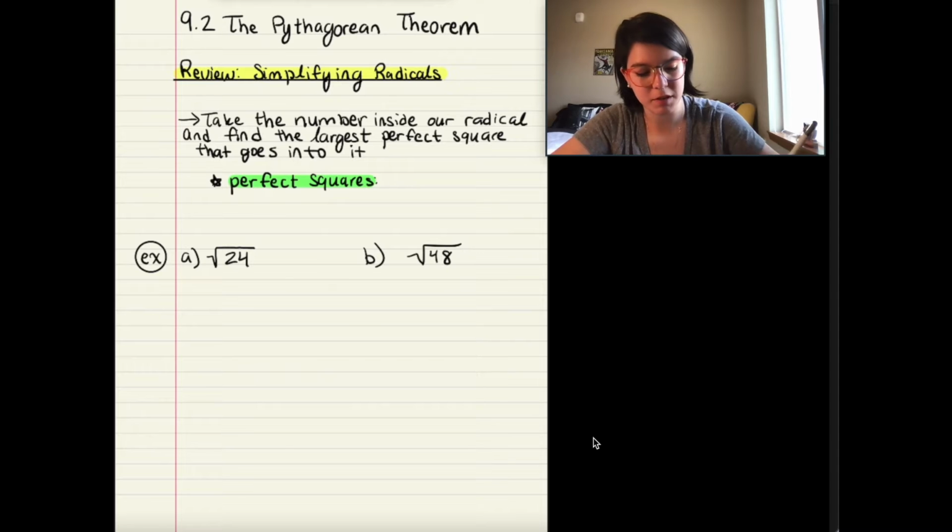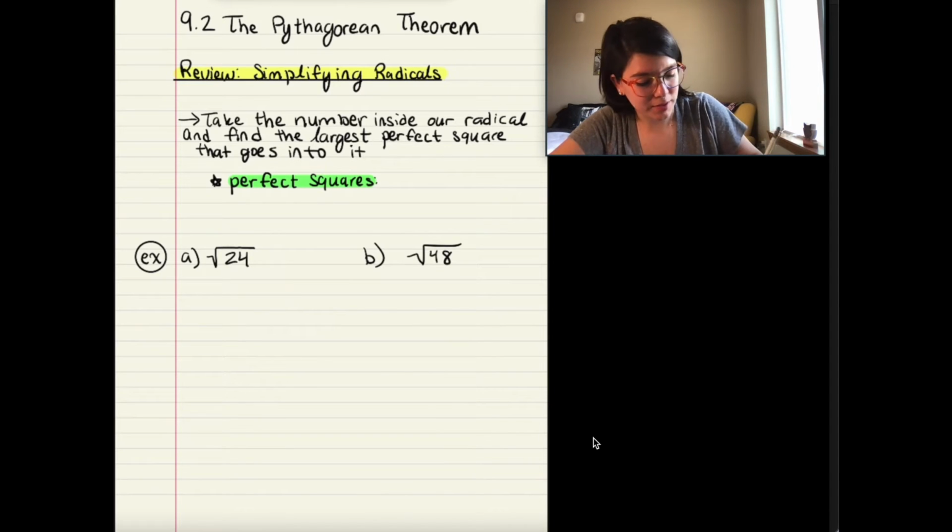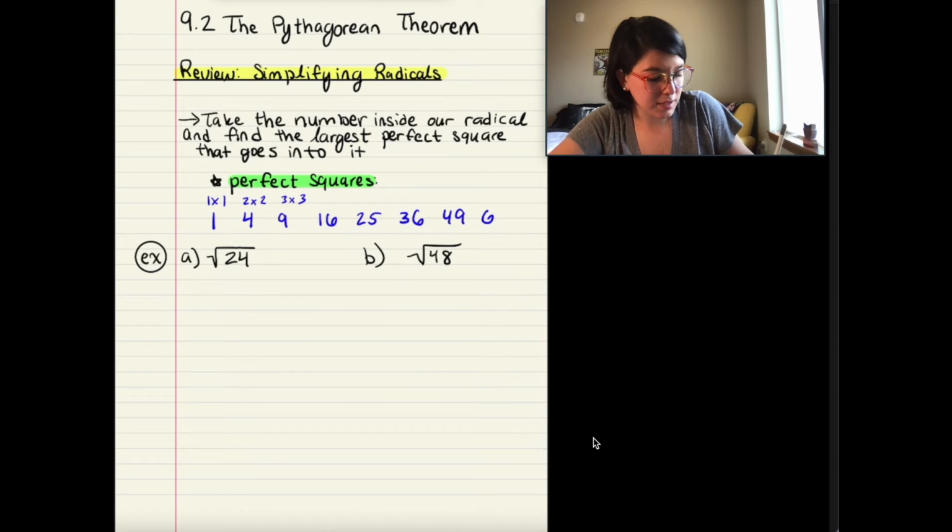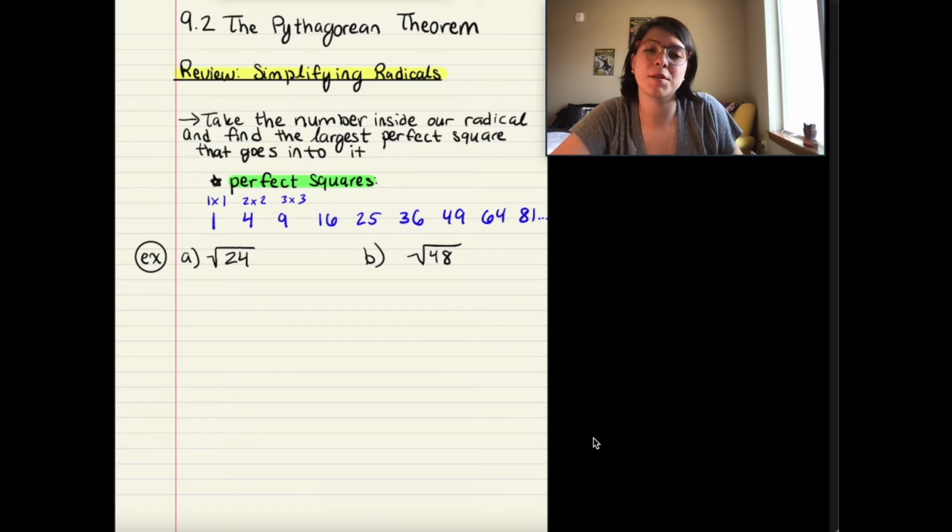So let's recall our perfect squares. Well, a perfect square is a number multiplied by itself. So for instance, 1 times 1 would give us 1, 2 times 2 would give us 4, 3 times 3 would give us 9, 4 times 4 would give us 16, 5 times 5, 25, 6 times 6, 36, 7 times 7, 49, 64, 81, and so on. So we want to keep those in mind when we're working with reducing radicals. So let's do some examples.